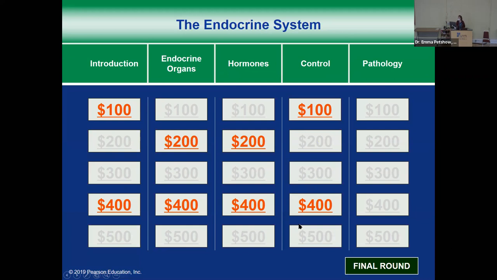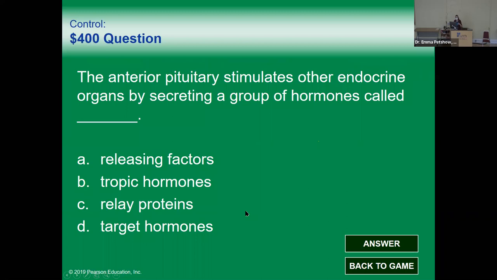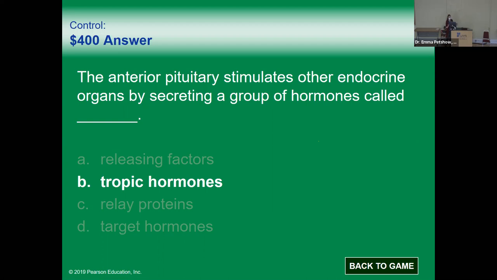Control for 4. The anterior pituitary stimulates other endocrine organs by secreting a group of hormones called releasing factors, tropic hormones, relay proteins, target hormones. Trust your gut. I saw some last minute answer changers. Don't do it. Tropic hormones. You know who I'm talking to. Don't change it if you know it. Tropic hormones. Those are hormones that target other endocrine organs. Tropic hormones.